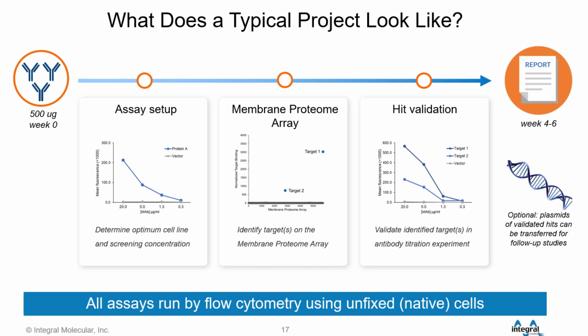I do want to briefly go over what a standard workflow looks like if you decide to do a project with us. Once we receive your antibodies, each antibody will be subjected to an assay setup screen, a membrane proteome array screen, and then followed by a hit validation. This validation is a 4-point titration testing the binding of the antibody to any hits that were identified in the MPA screen. And we're really looking to make sure that there is a specific interaction indicated by a dose response, which really helps us rule out any false positives from the screen. The deliverable is a report, which will come to you about 4 to 6 weeks after we start the project, and there are some additional options that you can add on at the end of the project, depending on the outcome of your results.